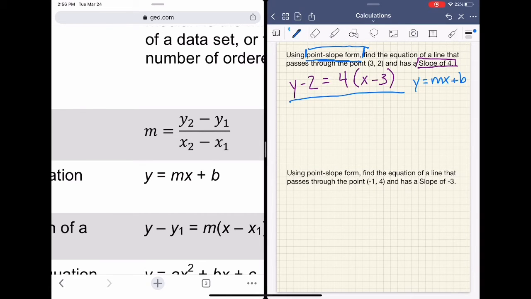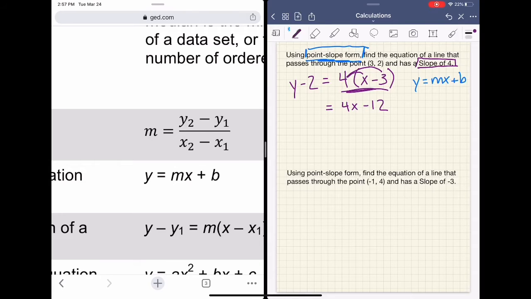Okay, so we have y minus 2 equals 4 times x minus 3. So how can we get y on one side of the equal sign? Well, first we're going to have to take care of this 4 times x minus 3. Now using the distributive property, I can distribute this 4 throughout this parentheses and get 4x minus 12.